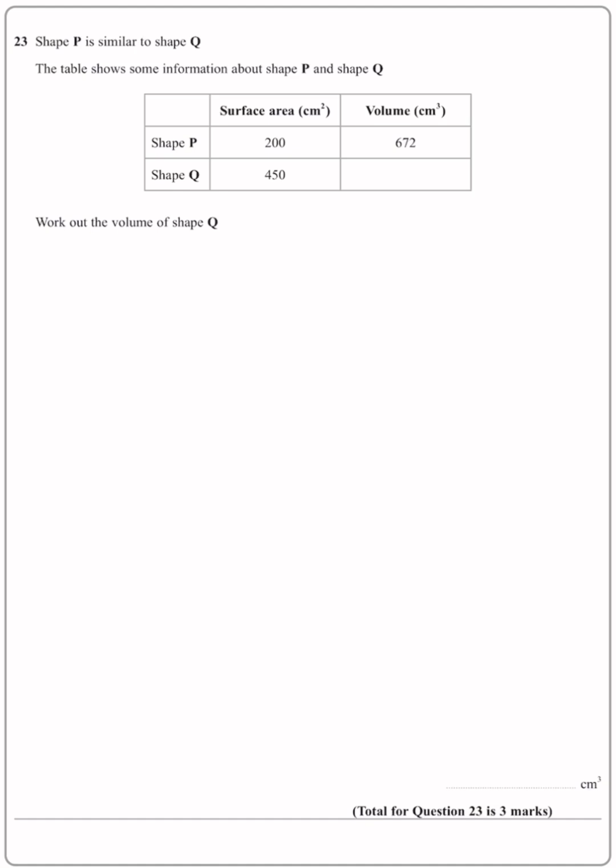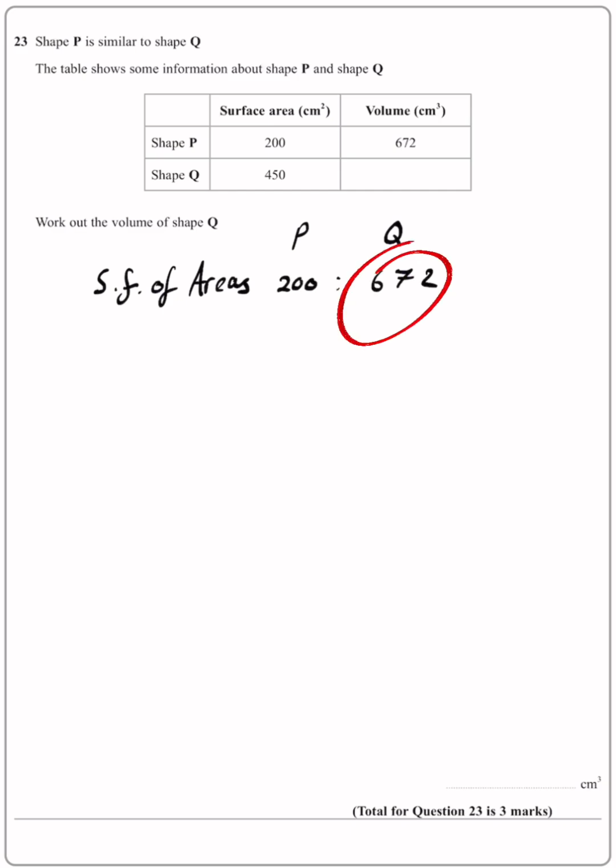Question 23, this is to do with scale factors of lengths, areas and volumes. We get given the scale factor of areas. It's going to be 200 to 450. So our ratio is 200 to 450, not 672. Oops, that is a mistake. However, 200 to 450 does simplify to 4 to 9.